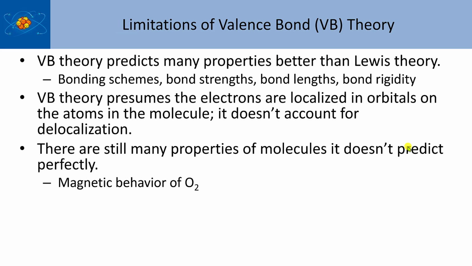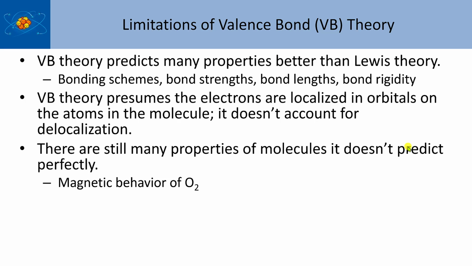Now, VSEPR theory does have some advantages over Lewis theory. And one is it predicts the properties. It predicts how the electrons bond. It predicts relative bond strengths and bond lengths. It predicts the rigidity of bonds. And it also helps to give us ideas about what the bond angles are and why the bond angles exist in different atoms.